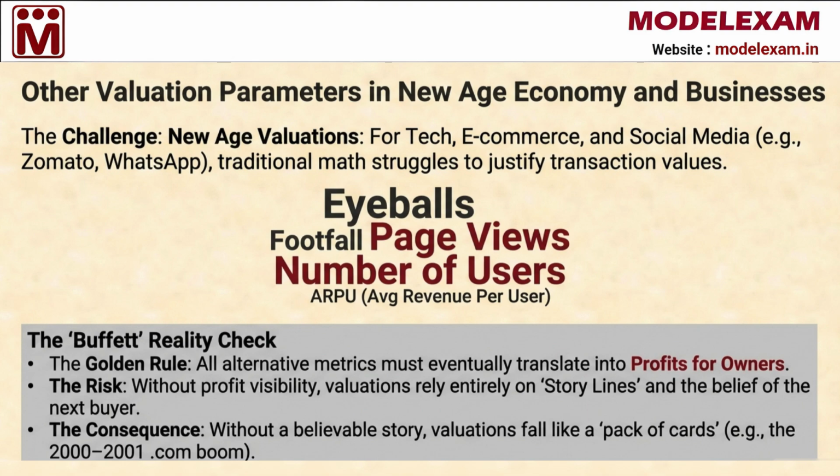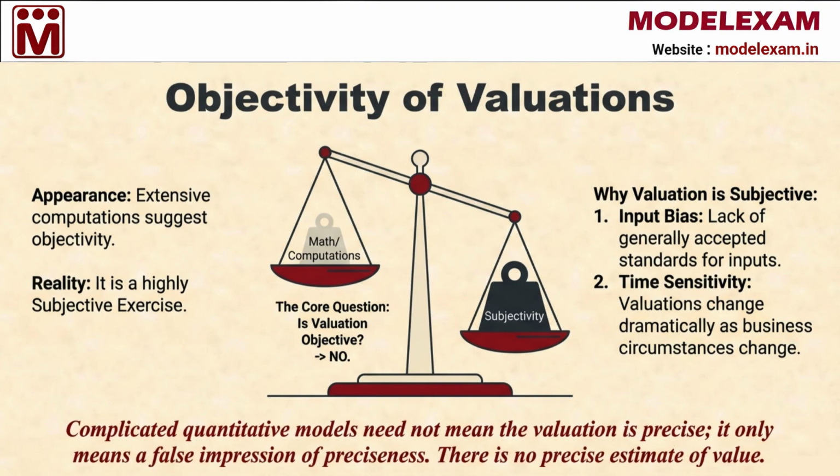With all these different methods and metrics available, it leads us to a very important question about the nature of our work. Finally, we will look at the objectivity of valuations. When you see a valuation report, the extensive computations and maths suggest that it is very objective. However, the reality is that valuation is a highly subjective exercise. You might wonder why. There are two main reasons. First is input bias. There is a lack of generally accepted standards for the inputs we use. Second is time sensitivity. Valuations can change dramatically as business circumstances change.